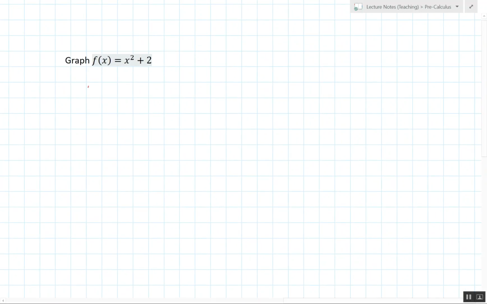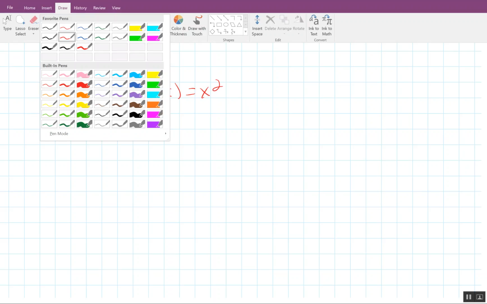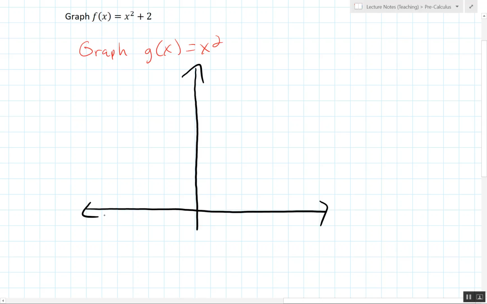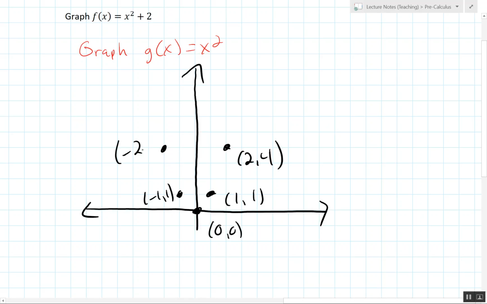Again, you want to first graph g of x equals x squared. Let me change color pens here. This is all going to be in quadrant 1 and quadrant 2, so I'm not even going to bother with quadrant 3 or 4. Our typical points are going to be 0, 0, 1, 1, 2, 4, and then on the other side we'll have negative 1, 1, and negative 2, 4, and then this is just our normal parabola.